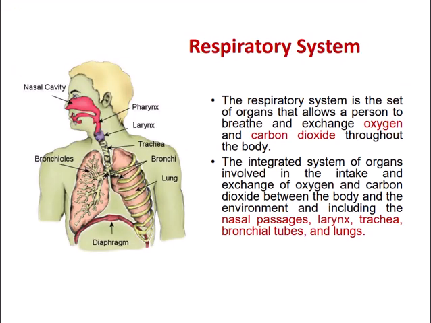As components of the respiratory system, we have the nasal cavity, which is the first opening. Then we have the pharynx, larynx, trachea, bronchioles, and lung. We will go step by step through the histology of each organ.